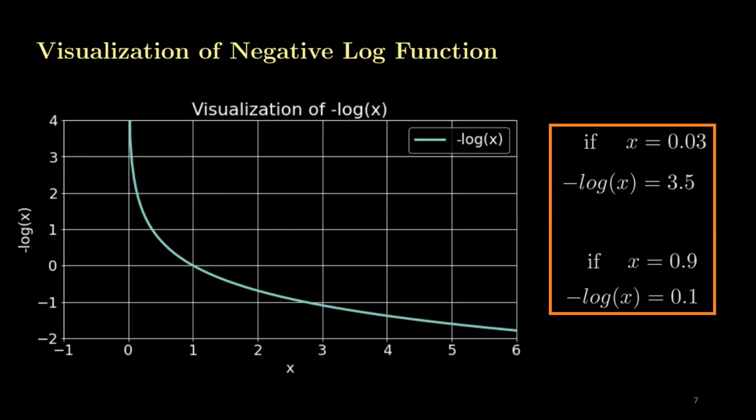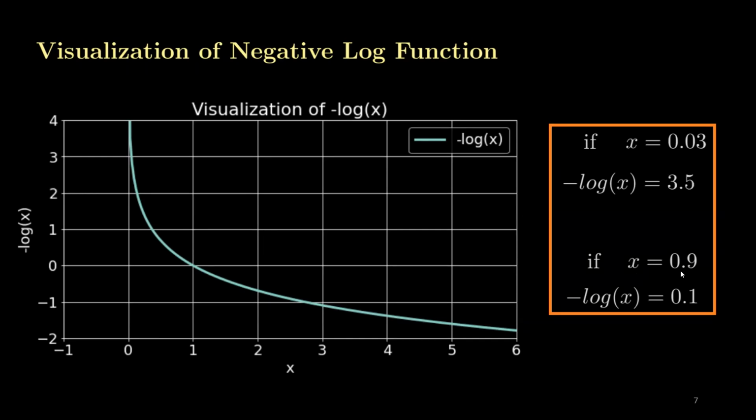cross entropy loss. So we can see here, if x is equal to 0.03, that is a very small value of x, so we are somewhere here. If x is equal to 0.03, we are very close to 0. In that case, the negative of log x is 3.5. So if x is very, very small, we can see that the value is large, that is 3.5.